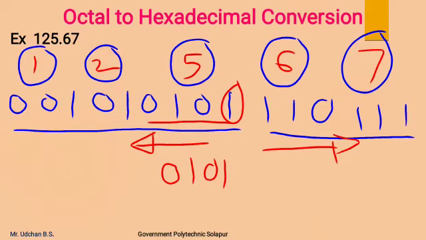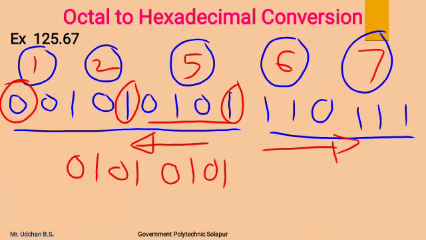The second group will be starting from this 1, 1, 0, 1, 0. The third group will start from this 0, that is 0. We have to form a group of 4 bits, so we have to add 3 more zeros at the MSB position, that is 0, 0, 0. This will be our first group of 4 bits, this will be our second group of 4 bits, and this will be our third group of 4 bits for the integer part.